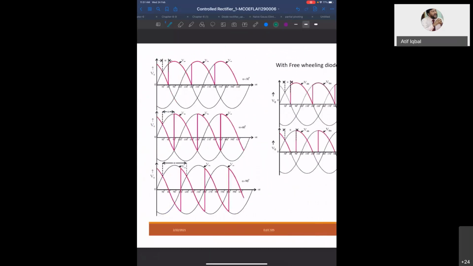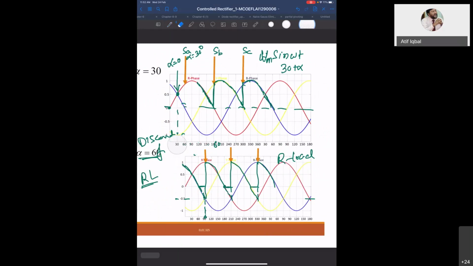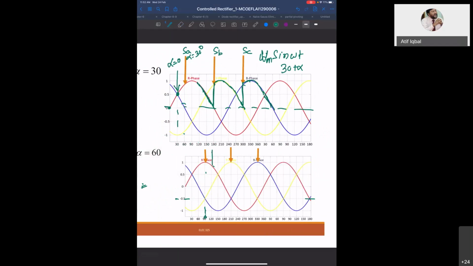Once again, this is drawn for different alpha, you see. This is the same thing, I draw for different alpha. Now, if you draw for 90 degree, what will happen? This was alpha equal to 60. Now, let us draw for alpha equal to 90. What will happen if you have alpha equal to 90? It will start from here.